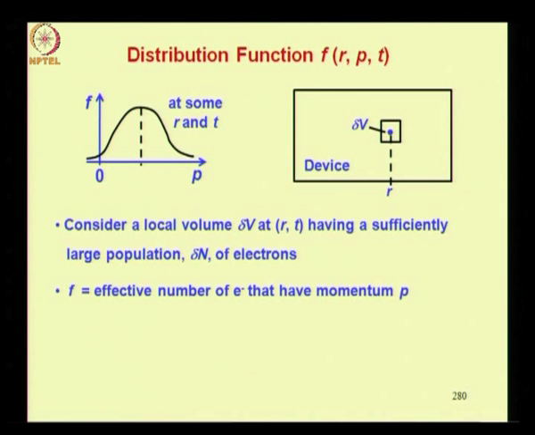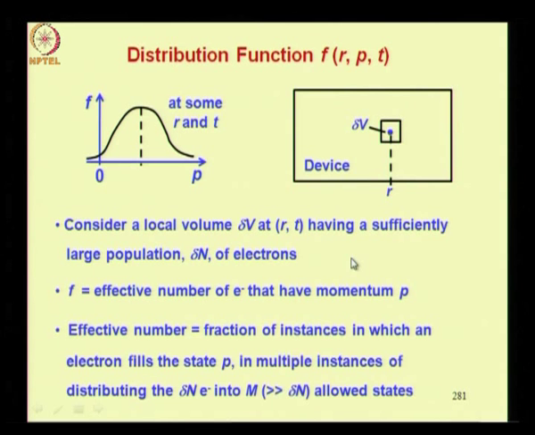The distribution function itself was discussed in great detail and explained. So to understand the distribution function, consider a local volume delta V at a position r at any instant t having a sufficiently large population delta n of electrons. Now f is the effective number of electrons that have momentum p out of this population. The effective number is nothing but the fraction of instances in which an electron fills the state p or has the momentum p in multiple instances of distributing the delta n electrons into the m allowed states. M is much greater than delta n.